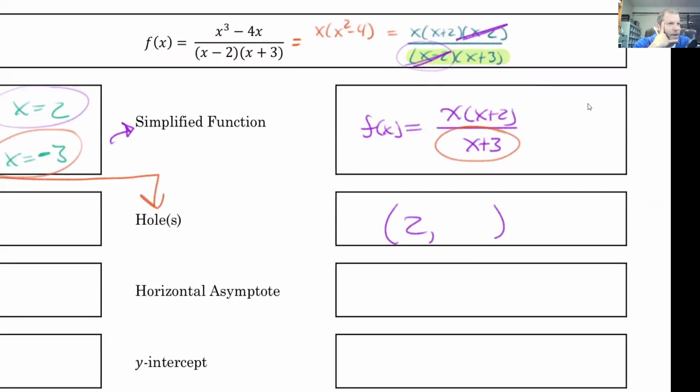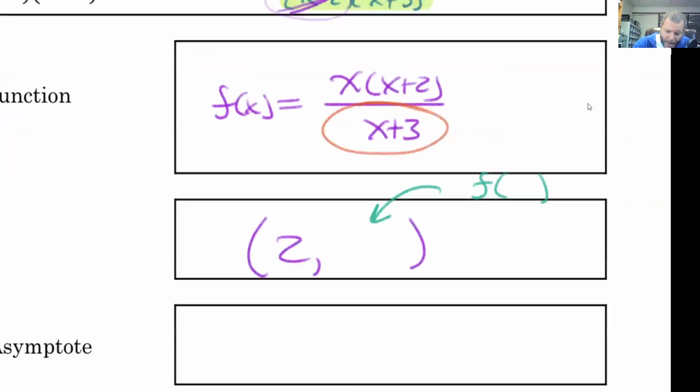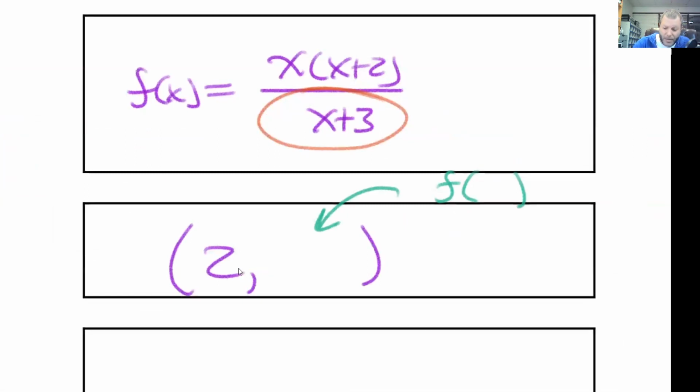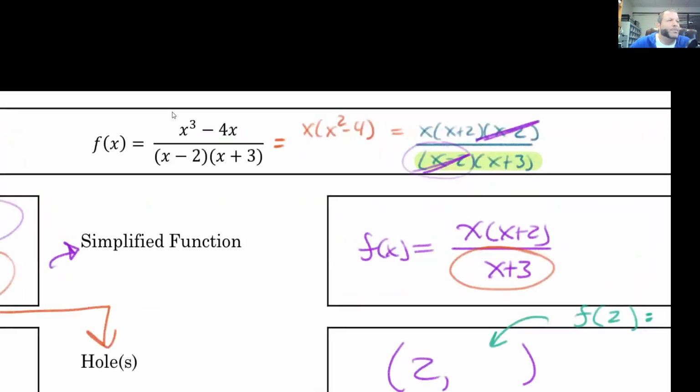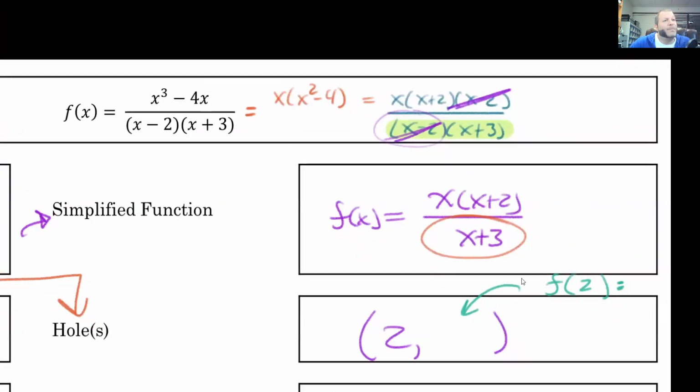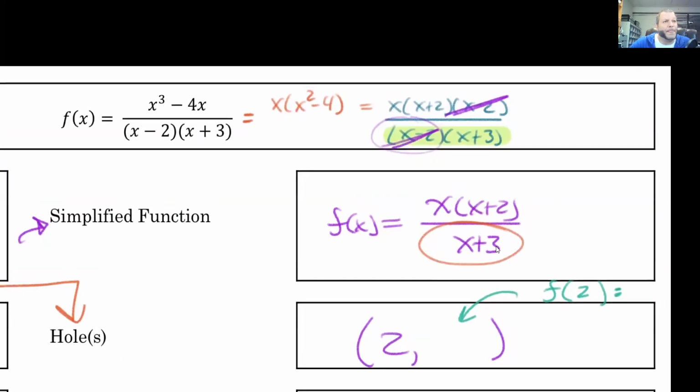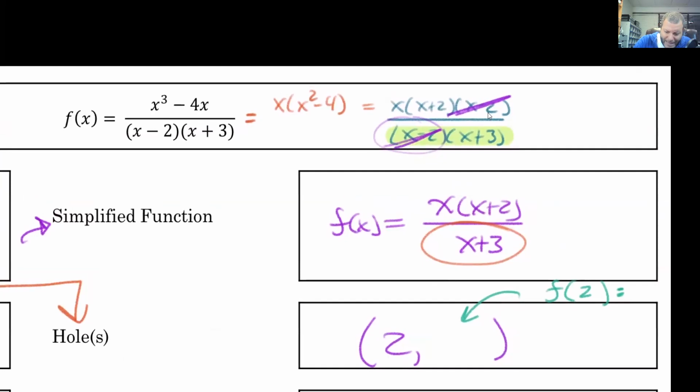In order to figure out the y value of our hole, you're just going to do f of whatever the x coordinate of the hole is, so it's going to be f of 2. Now notice that technically we have 2 places we can plug in x equals 2: the original equation, or the simplified version. If you plug it into the original, you're going to get a 0 right here and a 0 right there.